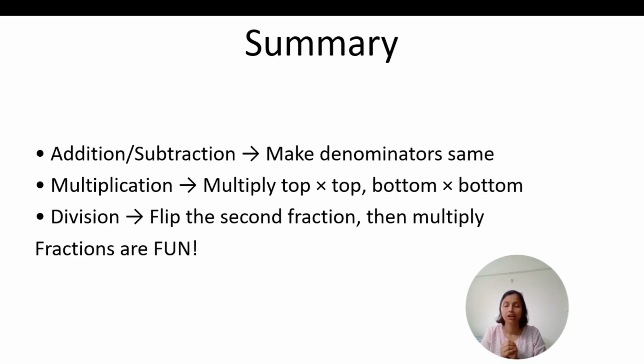A quick summary. For addition and subtraction, you need to make the denominator the same. Once the denominators are the same, you can simply add or subtract the numerators. Please note that while changing the denominator, we also need to change the numerator so that the value of the fraction remains the same. For multiplication of fractions, you multiply numerator with numerator and denominator with denominator. For division of fractions, you need to flip the second fraction, or flip the divisor, and then carry out the multiplication.